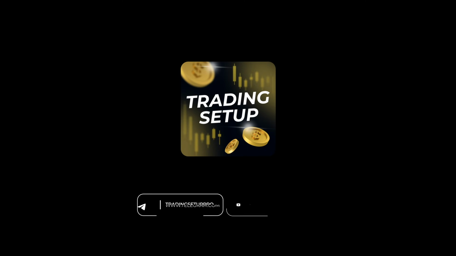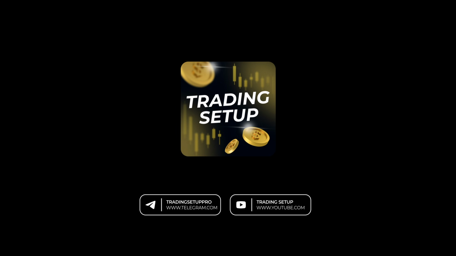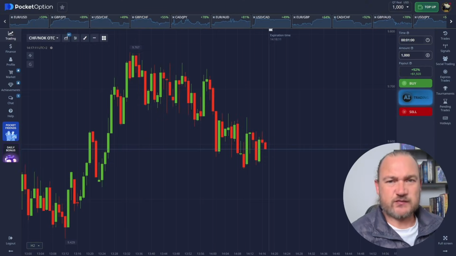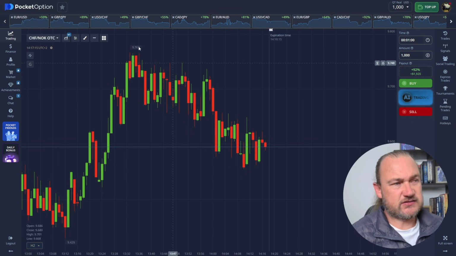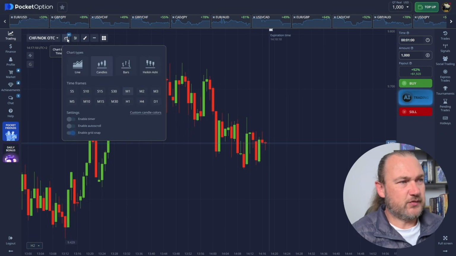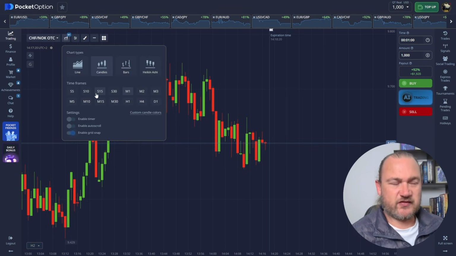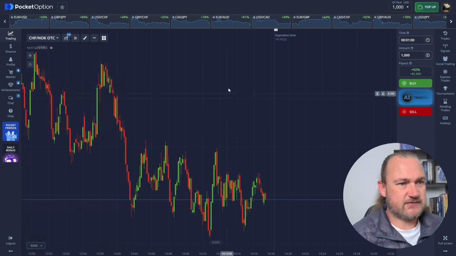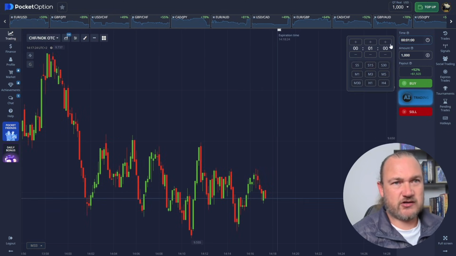Now, let's dive into today's strategy. Always, we need to get our platform set up before we can start trading. So we're going to do that now, and we're going to add the indicators to the chart. First thing we're going to do is set our candle period to 10 seconds. And we're going to make sure that our expiry time is set to 1 minute.